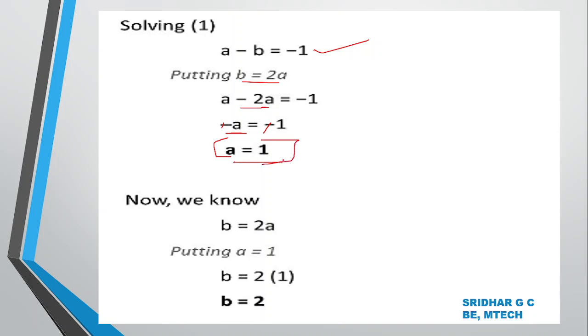This is the way to solve it. In the same way, we got the a value as 1. B is 2a. That means b equals 2 into 1. We will get the answer as b is 2.